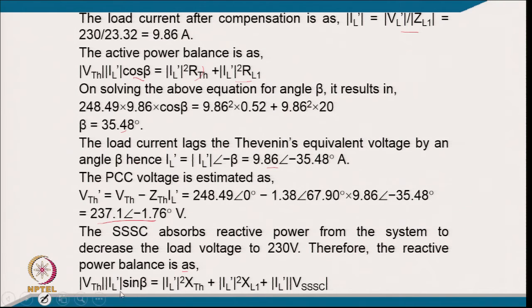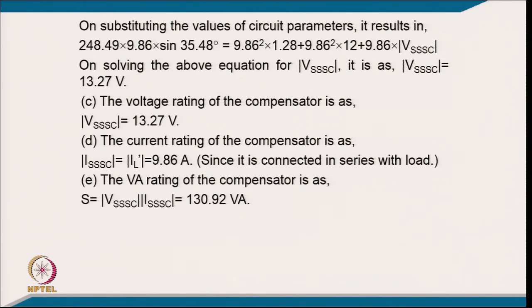Therefore, the reactive power balance we can get from this is: the reactive power on the grid side is the reactive power consumed by the Thevenin impedance, the reactive power consumed by the load, and the reactive power injected by the series compensator. Substituting the values, we get the series compensator voltage of 13.27 volt, which is the voltage rating of the compensator, and the current rating is the same as the load current. The VA rating is this multiplied by this, so it comes to 130.92 VA.